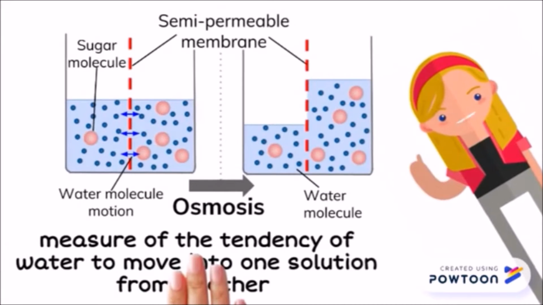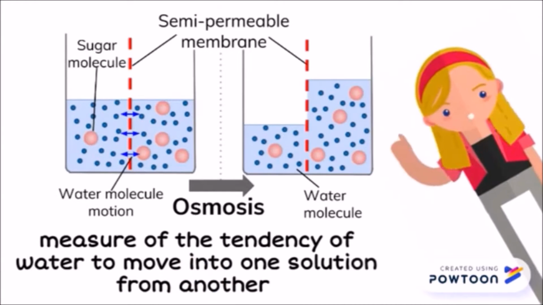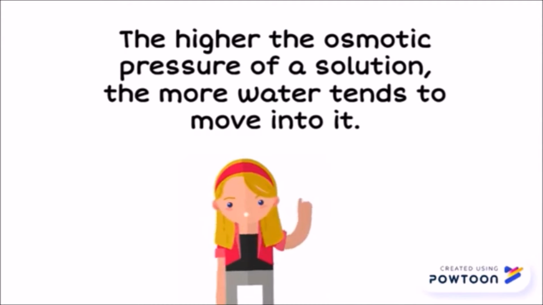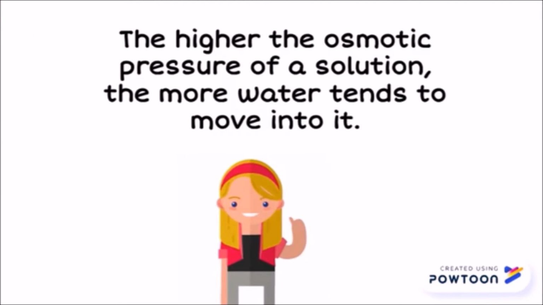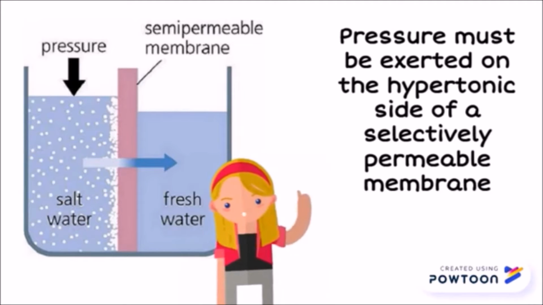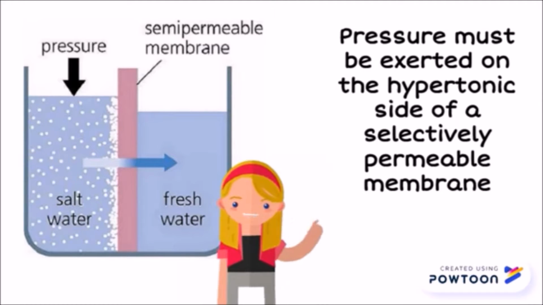Osmotic pressure is a measure of the tendency of water to move into one solution from another by osmosis. The higher the osmotic pressure of a solution, the more water tends to move into it. Pressure must be exerted on the hypertonic side of a selectively permeable membrane to prevent diffusion of water by osmosis from the side containing pure water.